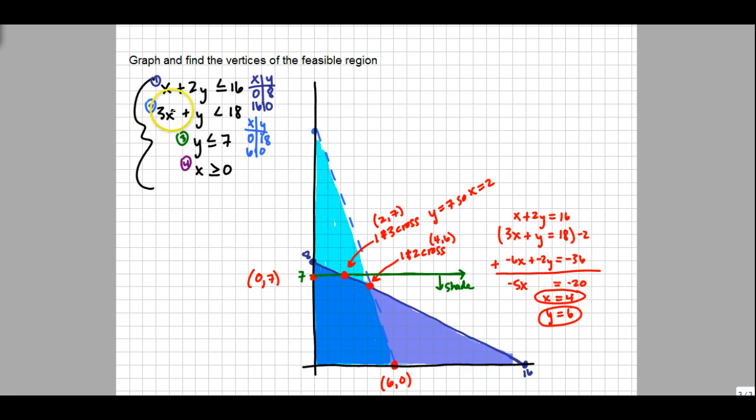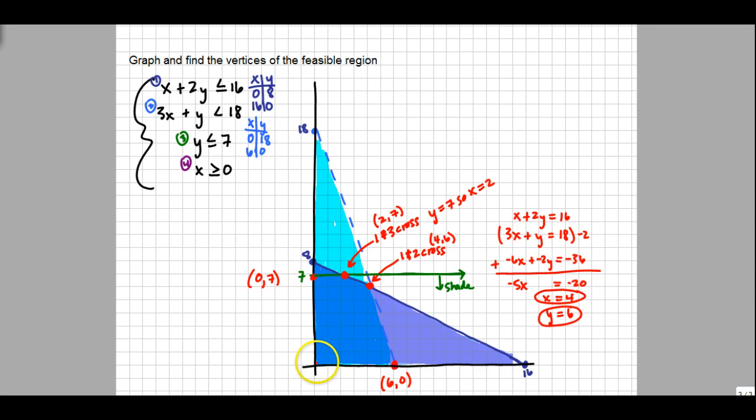Then I graphed the second equation down in light blue. Again, I made a table for that. (0, 18) was way up here and (0, 6) was down here. Connected those with a dotted line and shaded to the left of the line. So then it's hopefully easy to see that there's a feasible region right in here. So this little corner right in here does not get included in our feasible region.